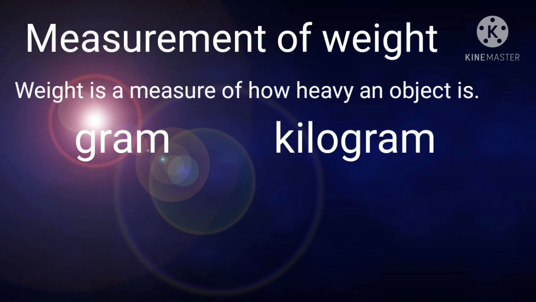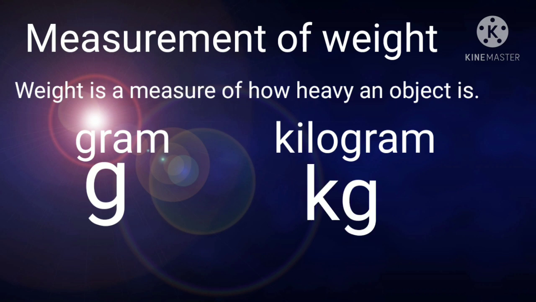That is, for light objects such as a pencil, an apple, a small packet of biscuits or chips, we use a standard unit called gram. It is written in short as g. To weigh heavier things such as a bag of apples, a watermelon, a cat or a television, we use a standard unit called kilogram. It is written in short as kg.